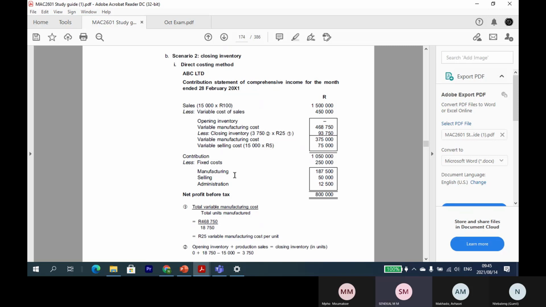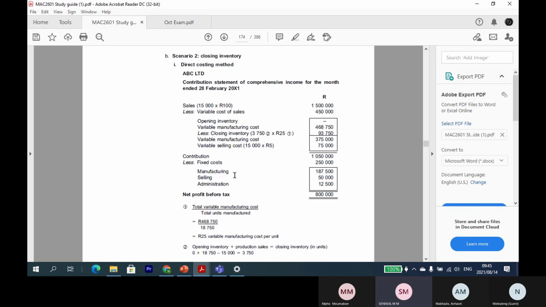The total amount of the variable manufacturing cost, for the 18,750 units, I came to 25 Rand per unit times 15,000 units produced. I came to an amount of 375,000 Rand. The selling cost, because they gave you 5 Rand per unit, I took the 15,000 units sold times the 5 Rand, and I came to 75,000 Rand.